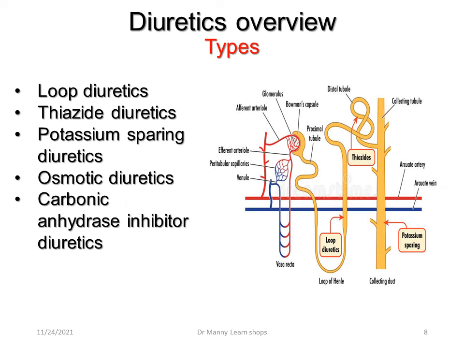Now, when we look at diuretics, let's look at an overview. The types of diuretics that we'll be reviewing here briefly are loop diuretics, thiazide diuretics, potassium-sparing diuretics, osmotic diuretics, carbonic anhydrase inhibitor diuretics.